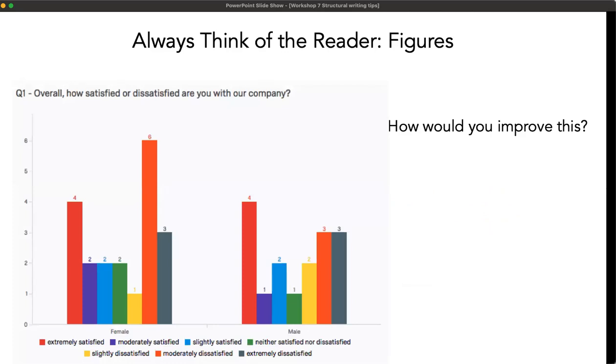How about always think of the reader, figures edition? What do you think about this figure? Anthony, do you want to weigh in? I would use less bright colors and maybe colors that also differ a bit more from each other. I agree. It's weird to have extremely satisfied and moderately dissatisfied almost the same color. That's not helpful to the reader.